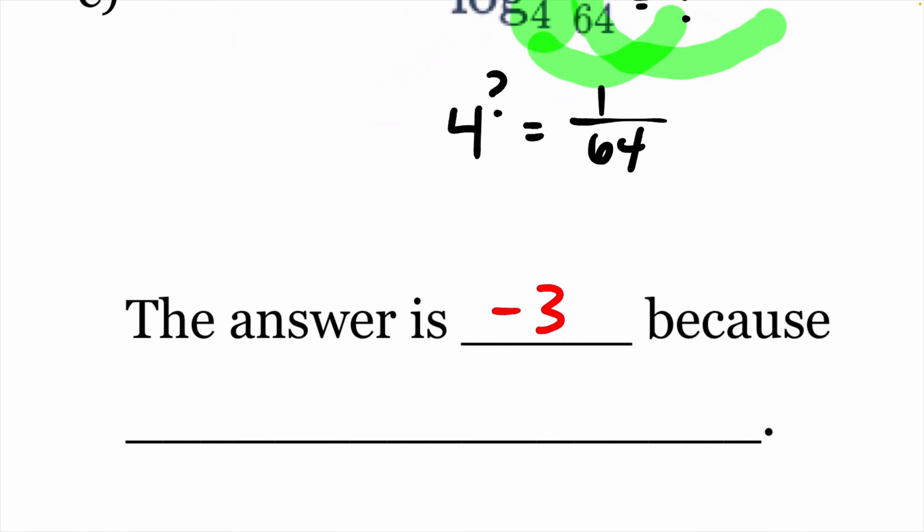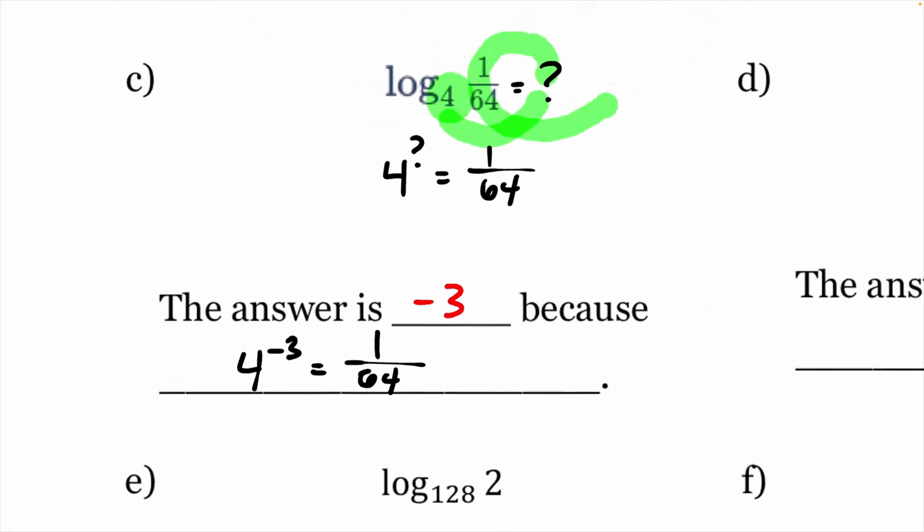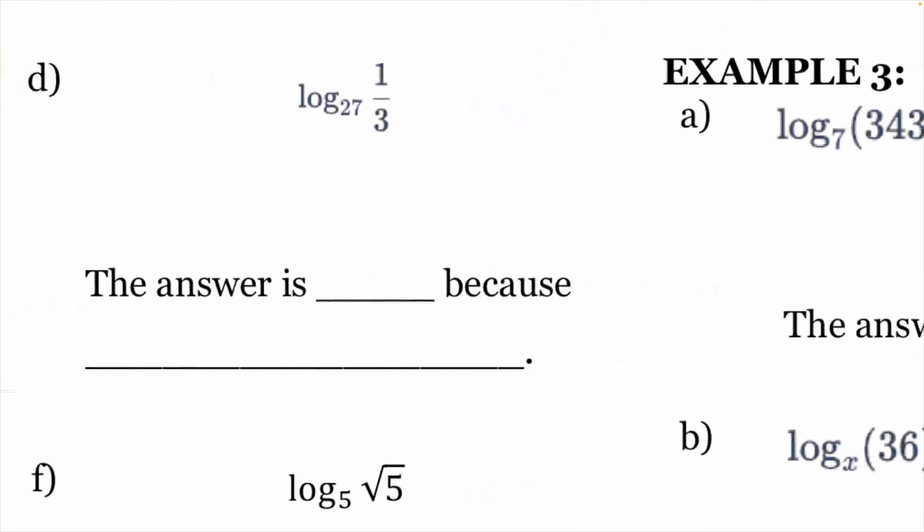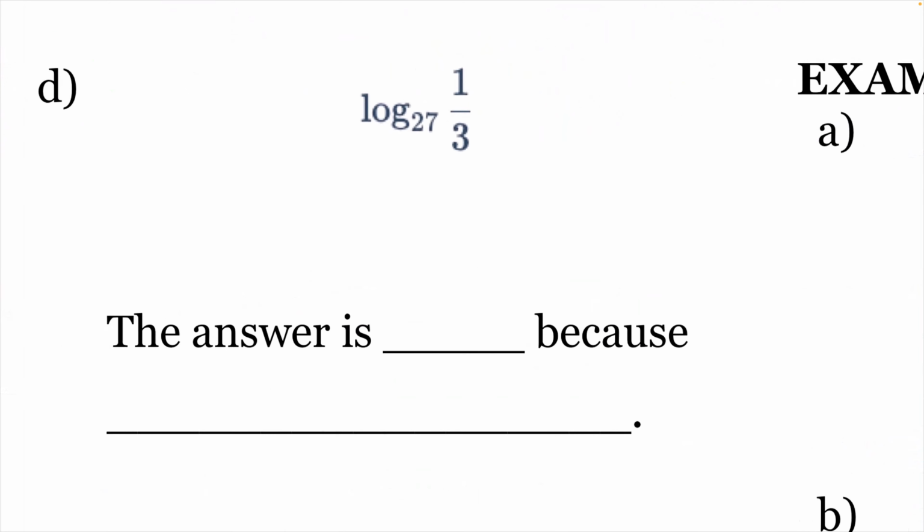Why is it the answer? Because 4 to the negative 3 equals 1 over 64. Not negative 12, it makes 1 over 64. Okay? Yeah, go ahead. All right. Okay, let's do the one right next to it. Missing a power again.